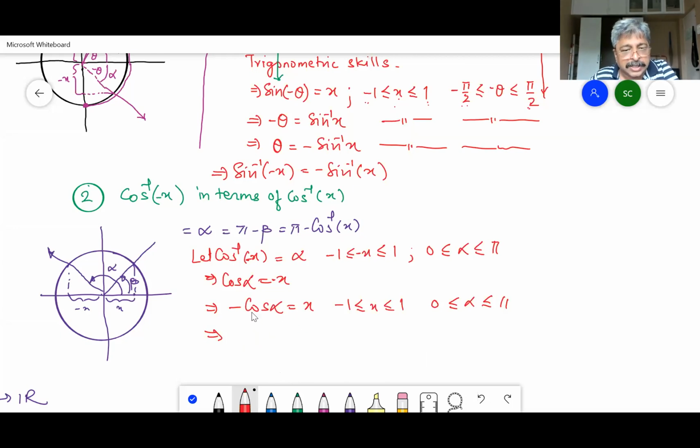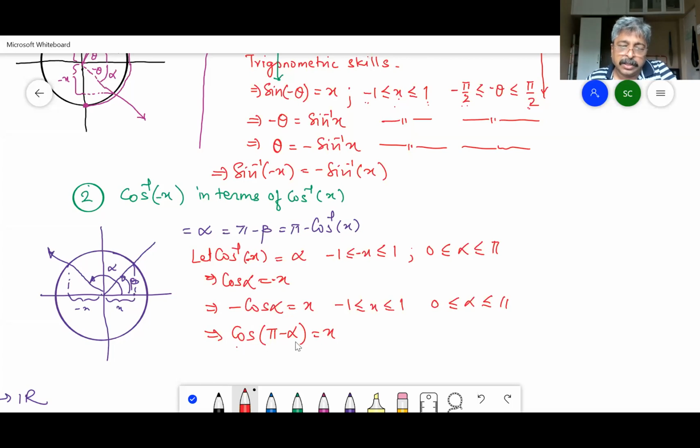So the suggestion is cos of pi minus alpha is equal to x. Is this trigonometrically correct? Cos of pi minus alpha, is it minus cos alpha? Yes, trigonometrically this is correct. But why should we choose pi minus alpha only is a question now.